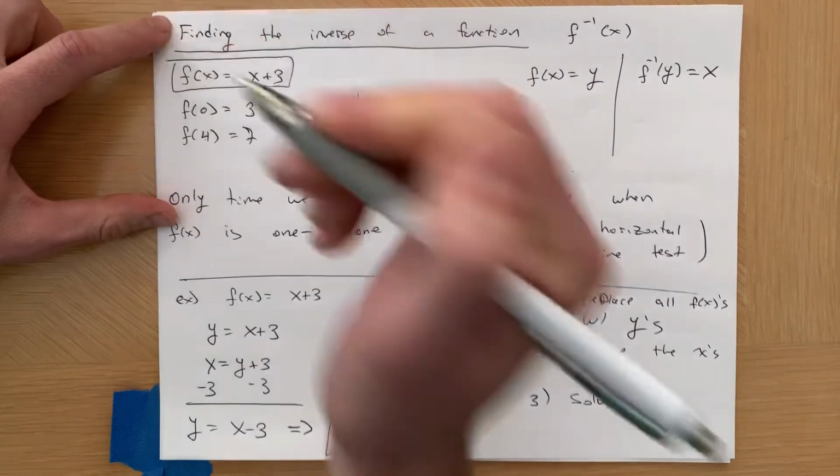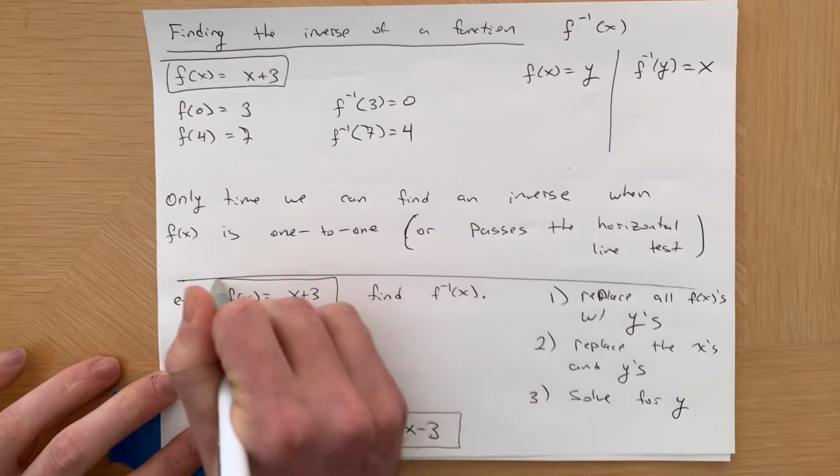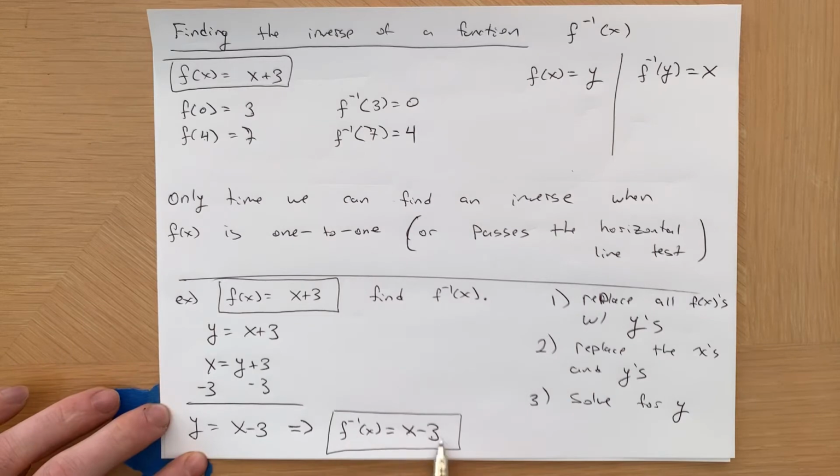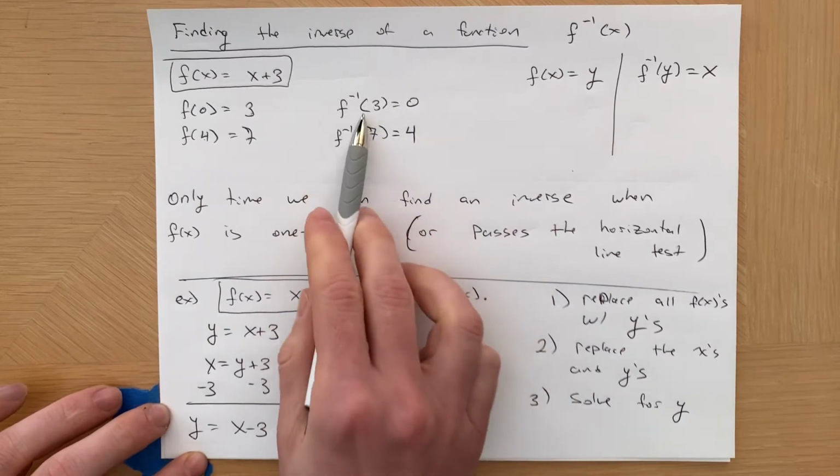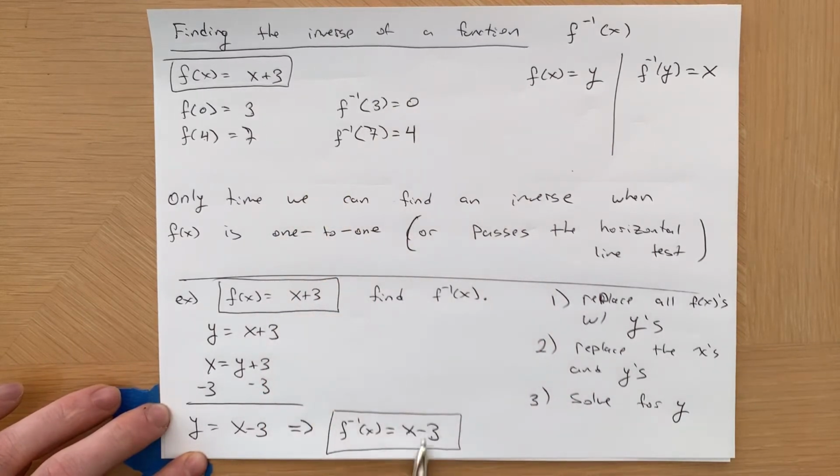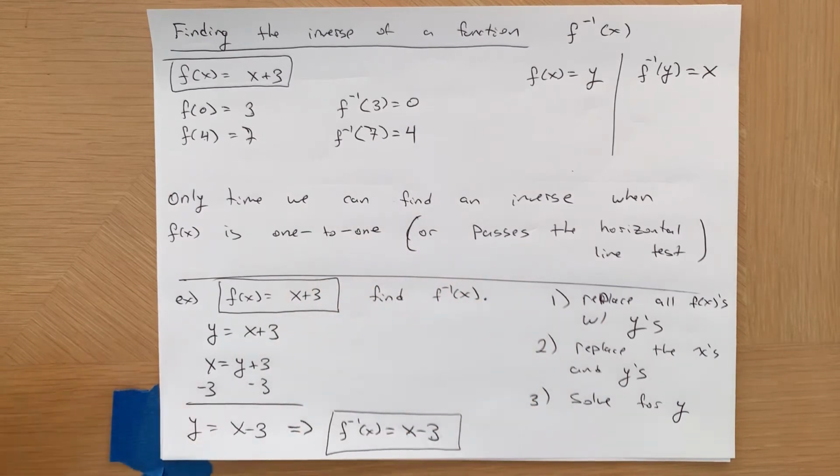We have f of x is x plus 3, and we found our f inverse of x was this, and it does work out. So if we plug in 3, we get 0. You plug in 3 here, you get 0. You plug in 7, you get 4. Here, you plug in 7, you get 4.